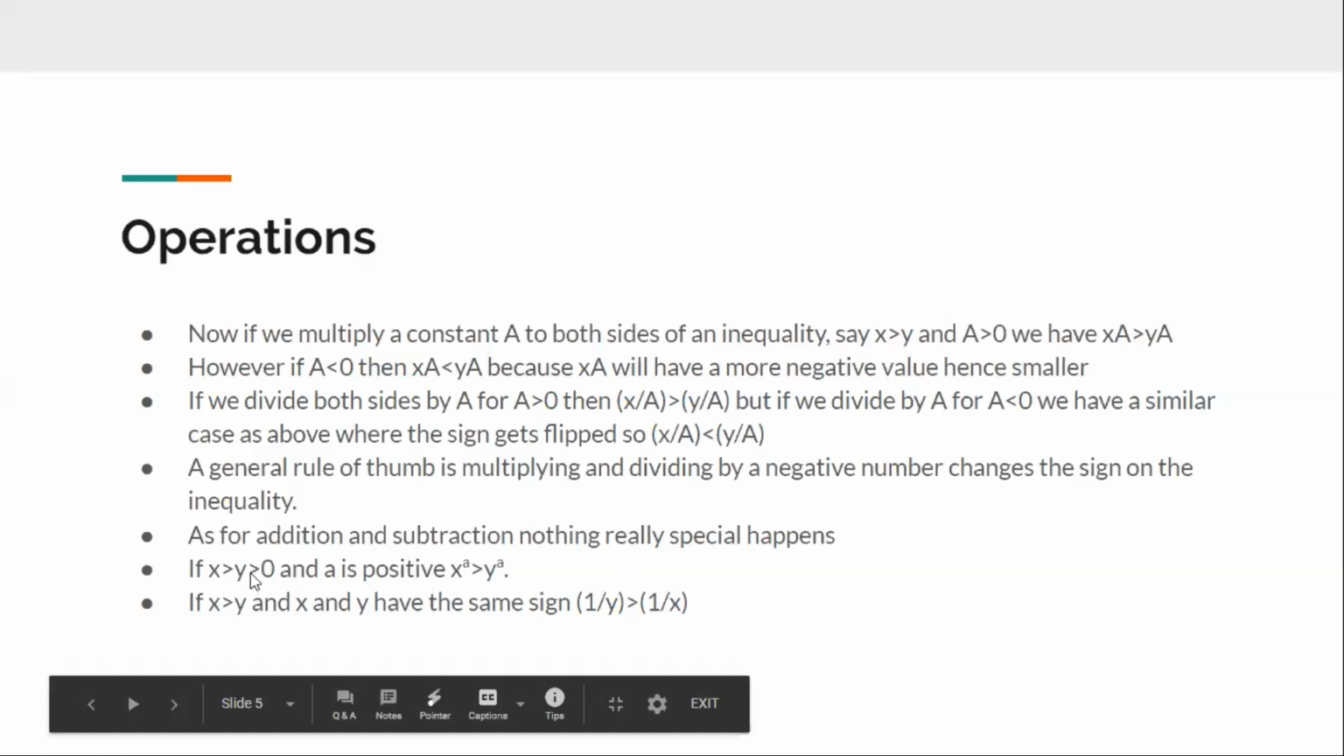And if x is greater than y and they're both greater than 0 and a is positive, then x to the power a is greater than y to the power a. And if x is greater than y and x and y have the same sign, 1 over y is greater than 1 over x.